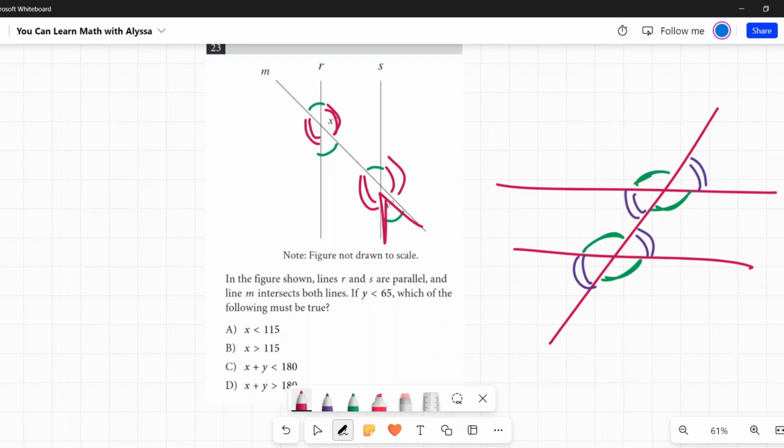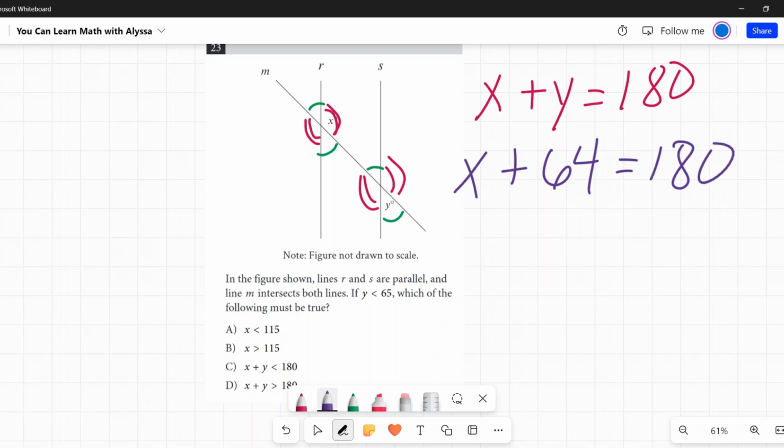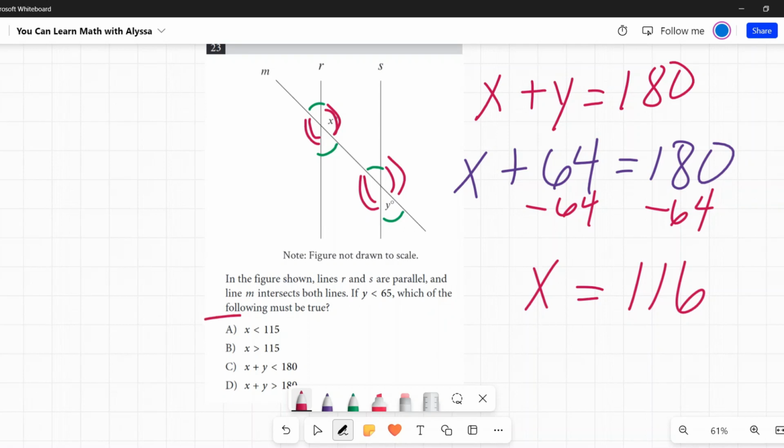So y is a green angle and x is a red angle. They're going to be supplementary. So x plus y is going to equal 180 degrees. I'm going to erase this here. So y is less than 65. So let's pick a number less than 65. Let's say y is 64. What would x be? Well, let me subtract 64 from both sides. And x is going to be 116.